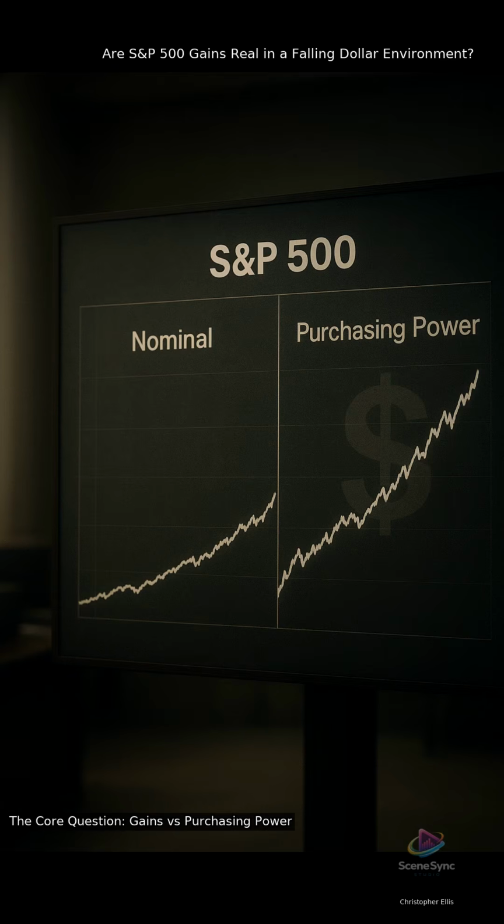First is nominal, the quoted change you see in a US dollar index price with no adjustments. Second is real, what remains after inflation reduces purchasing power. Third is foreign exchange adjusted, what a non-dollar investor experiences after converting back into a home currency. A falling dollar can make dollar gains look stronger than actual global purchasing power gains.